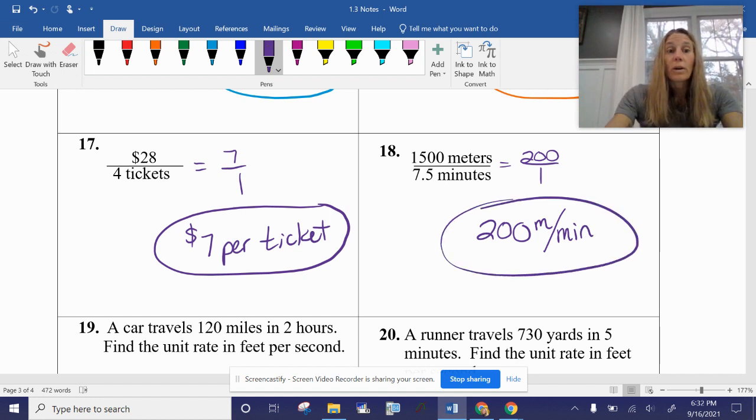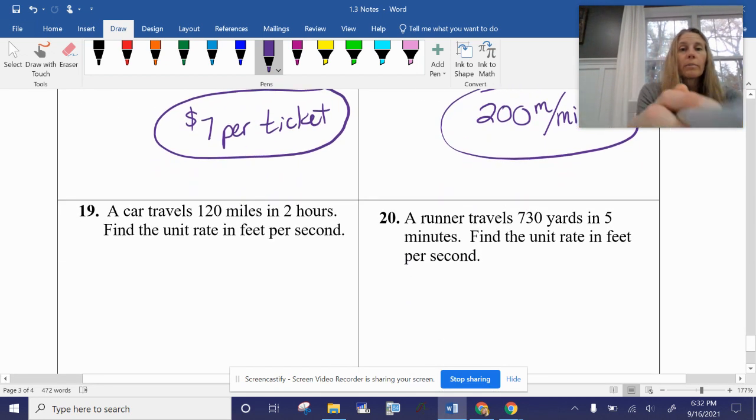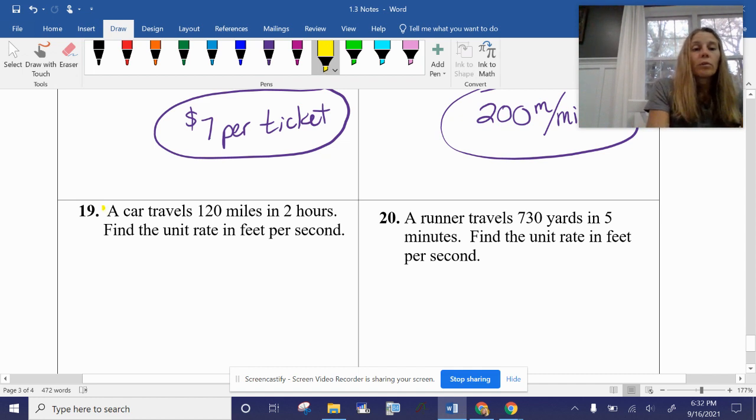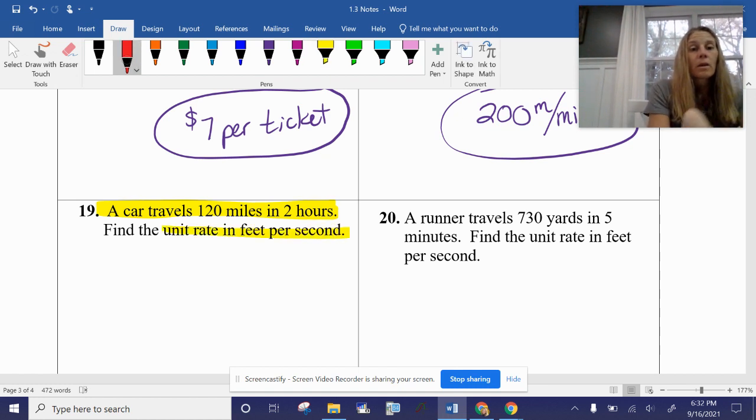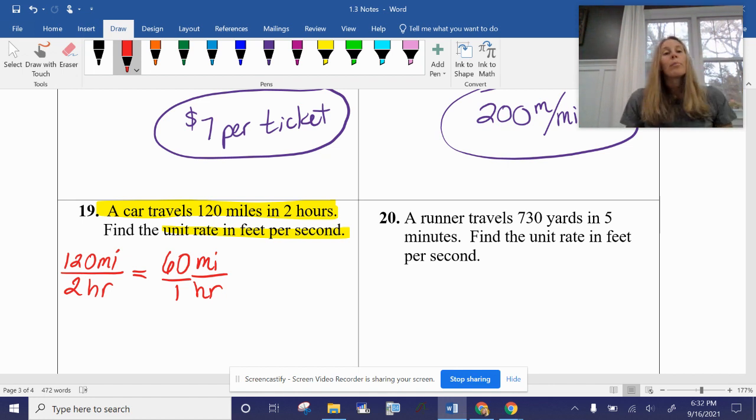Okay, the very last 2 questions here are going to be ones that are a little bit tricky, because even though they're giving you the problem in miles per hour, then they want us to find the unit rate in feet per second. So first thing I'm going to do is miles per hour. So I'm going to set that up. Now, if you wanted the answer in miles per hour, you would obviously divide those and you would get 60 miles per hour. And it's really like 60 over 1, right? But now we want to convert this to feet per second.